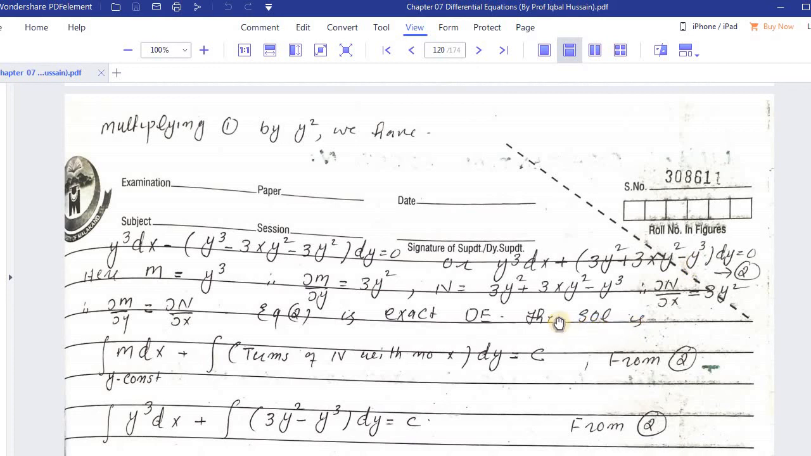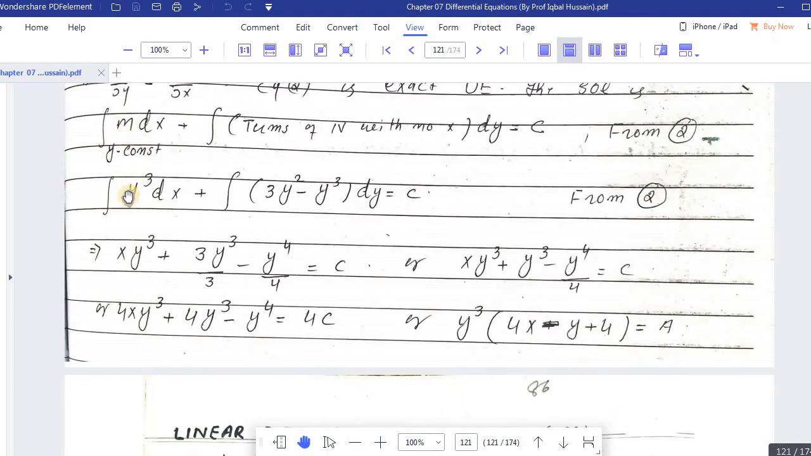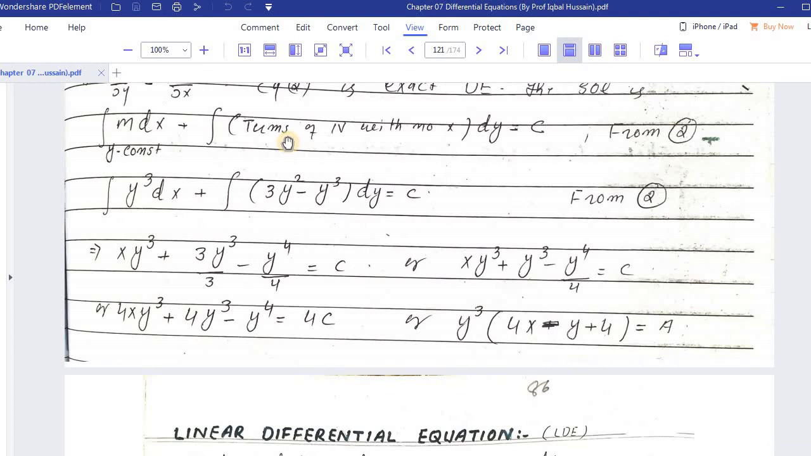The general solution is the integral of M dx, where y is treated as constant, plus the integral of those terms of N with no x, dy, is equal to c. Now putting the value of M, and those terms from N which do not have x, these two terms do not have x, so we have chosen them here. Now the integral of y cube dx, with respect to x, y cube is treated as constant, and the integral of dx is equal to x.